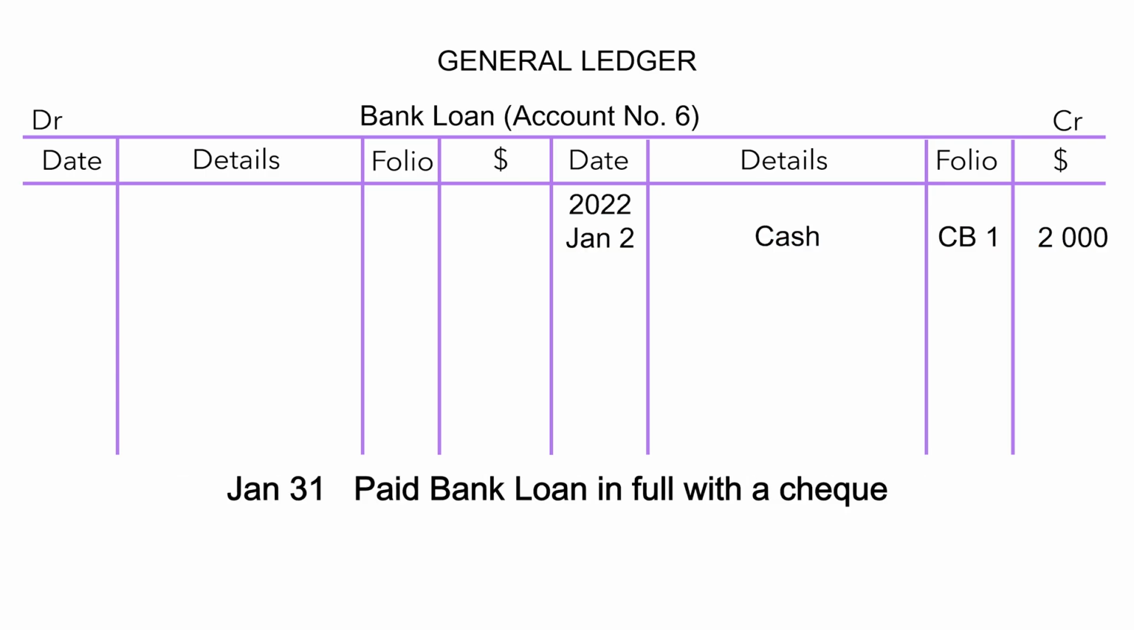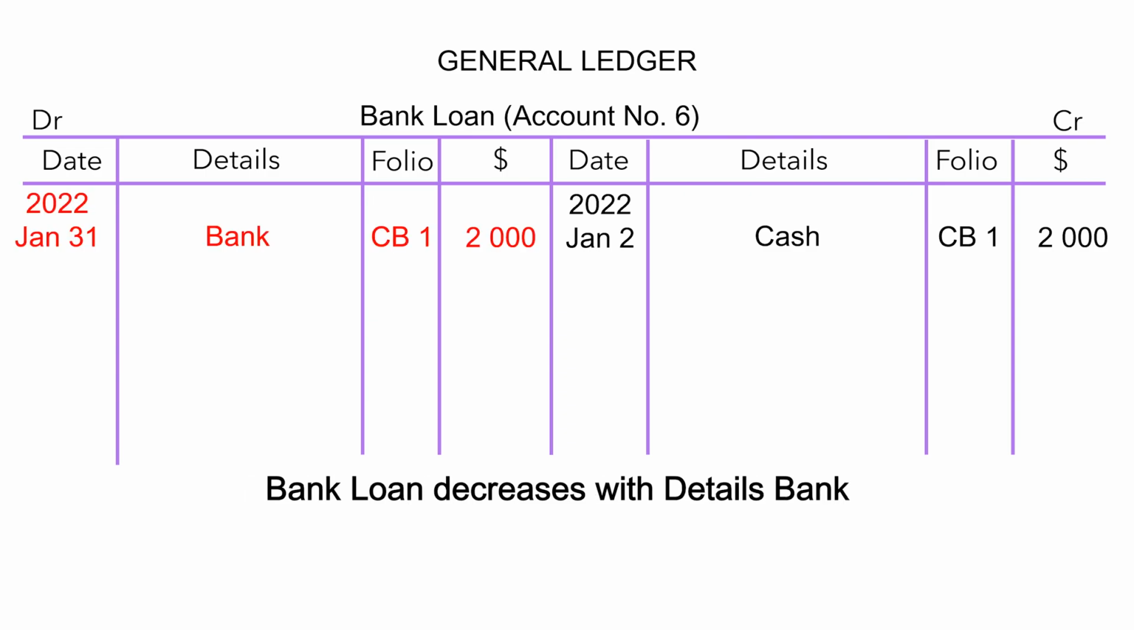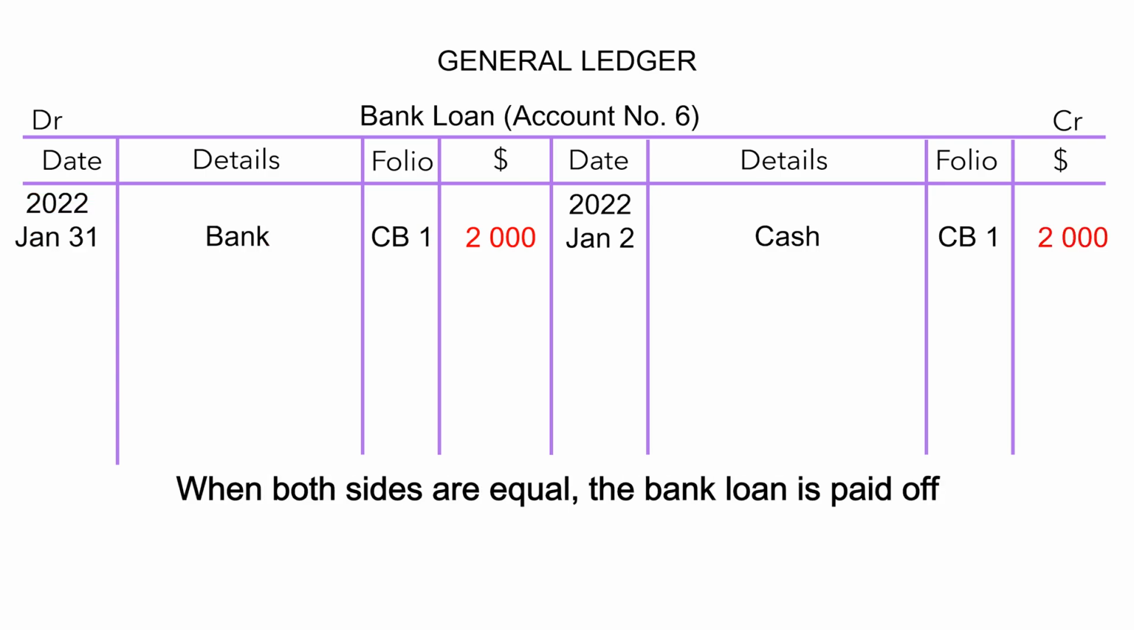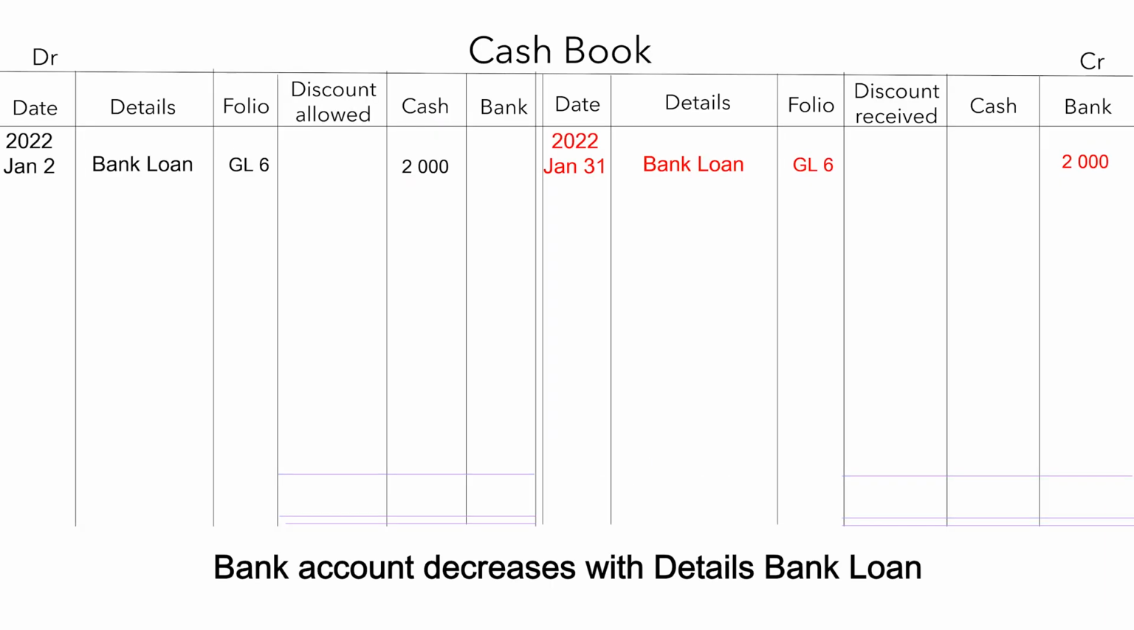January 31st, paid bank loan in full with a check. Bank loan decreases with a debit balance. Bank loan decreases with details bank. When both sides are equal, the bank loan is paid off. Bank account decreases with details bank loan.